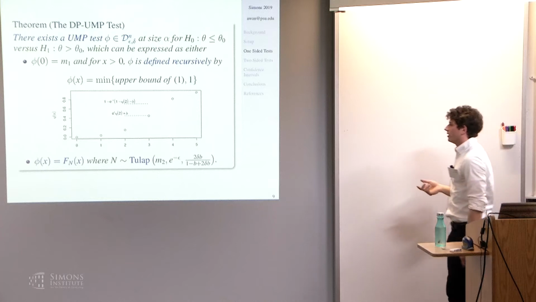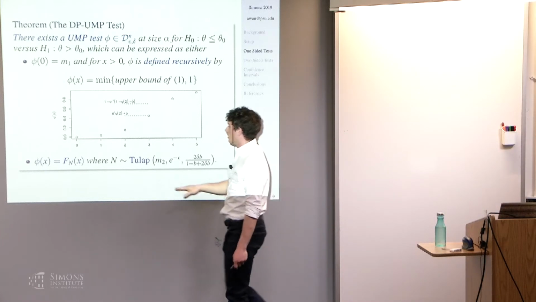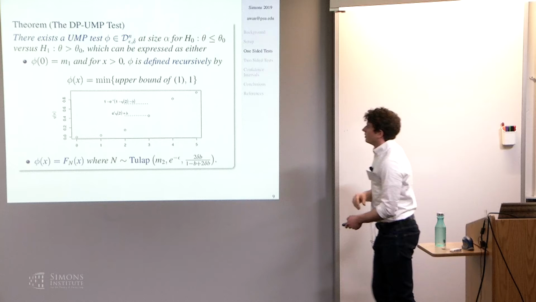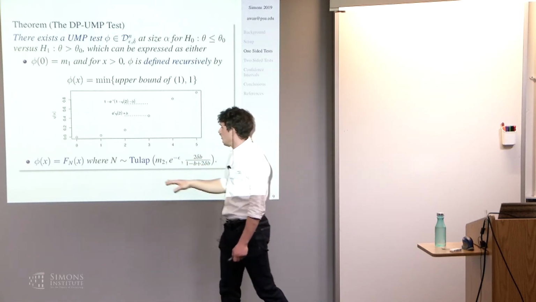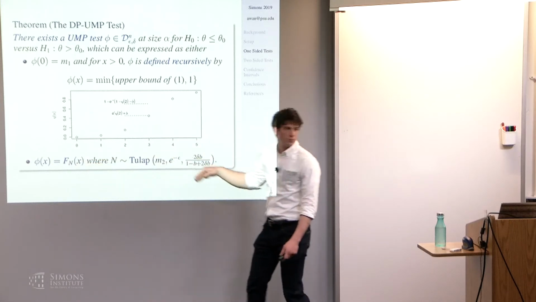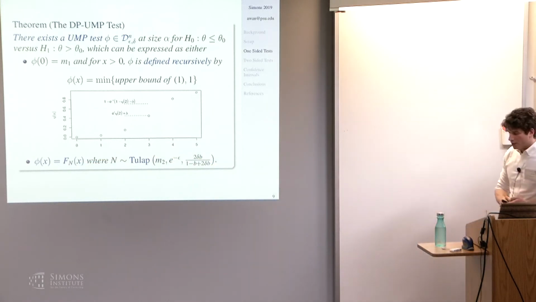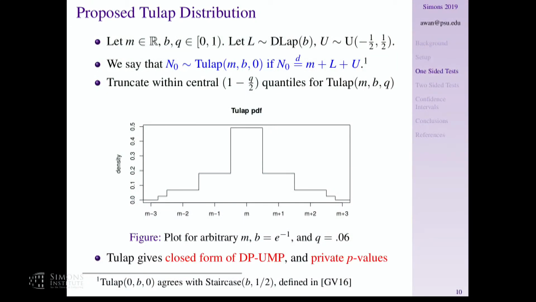And it turns out that we figured out what it is, and we called it the Tulap distribution. So with parameters related to epsilon and delta, we're able to write the optimal test in terms of the CDF of this distribution. So what is this Tulap distribution we found? An intuitive way to understand it is you can take a discrete Laplace, which is the same as the geometric mechanism, and a uniform between -1/2 and 1/2. And you add them together along with the center, which is a constant m.